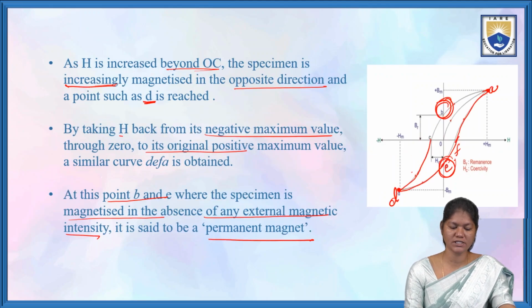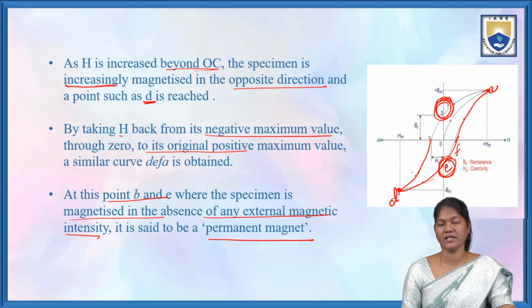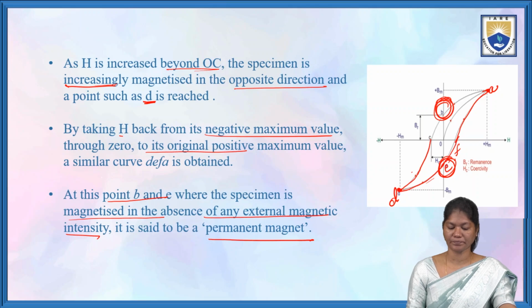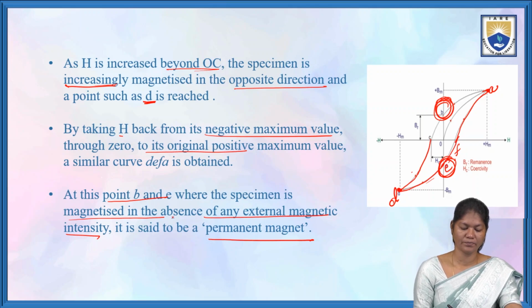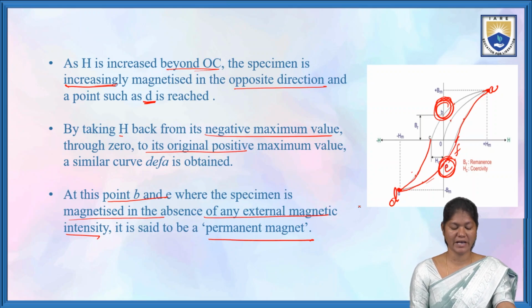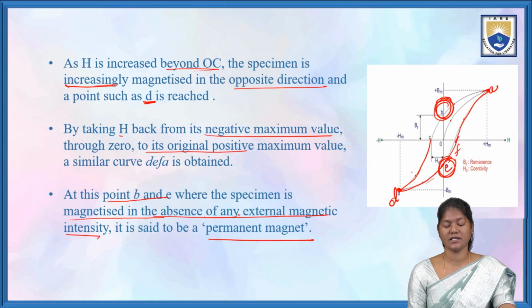Then H is increased beyond OC, the specimen is increasingly magnetized in the opposite direction and reaches a point D. By taking H back from its negative maximum value to the original positive maximum value, it takes a path D, E, F, E. So at the points B and E, when there is a magnetic field intensity of 0, we have some value of flux density. That flux density is still there. So at B and E, where the specimen is magnetized in the absence of any external magnetic intensity, it is said to be a permanent magnet.